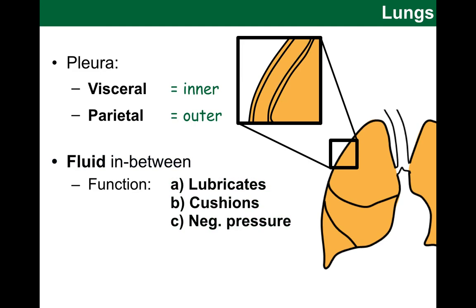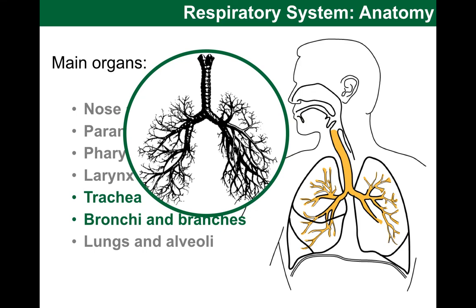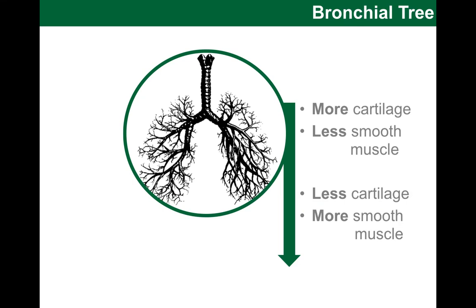Now, let's return to this slide and notice that our bronchial tree wall structure changes throughout its length. While we move further down the respiratory tree, we will notice that the wall structure changes. Initially higher up, there is more cartilage, and as we move further down the tree, the amount of cartilage decreases and the amount of smooth muscle increases.